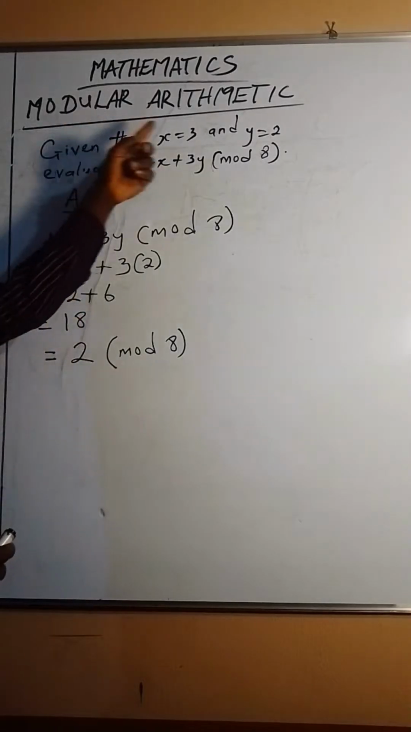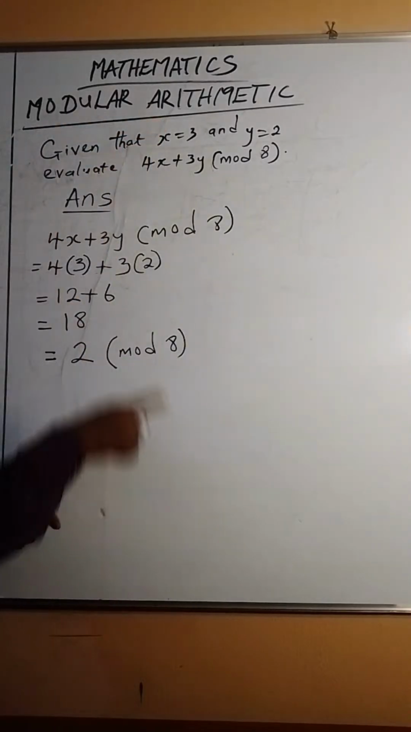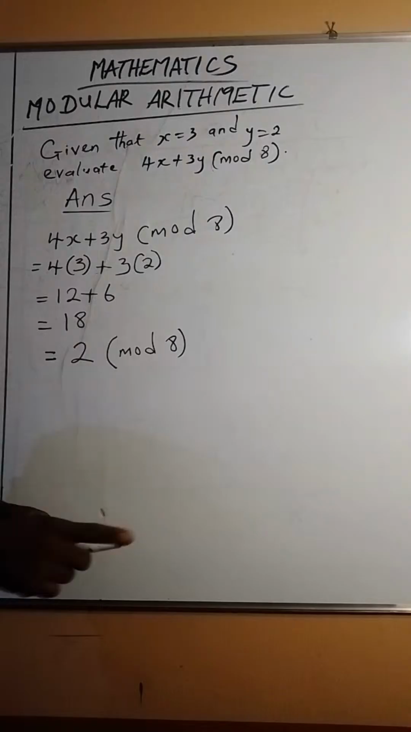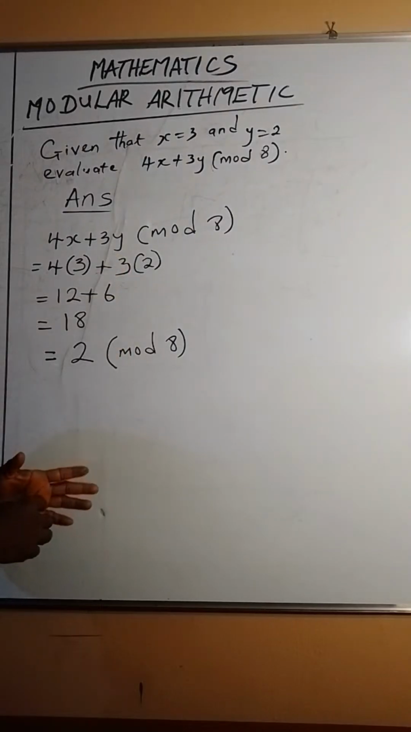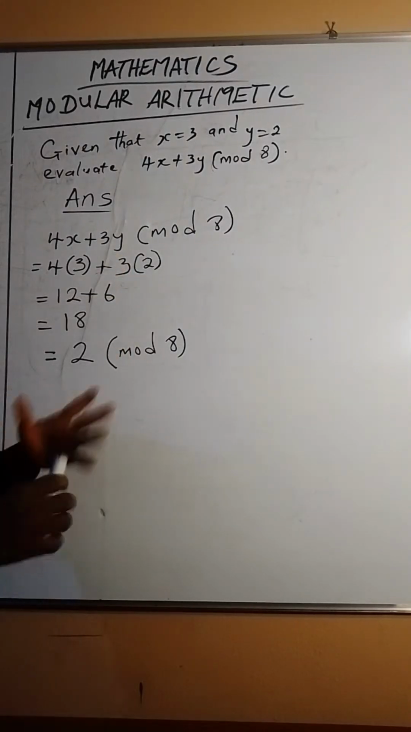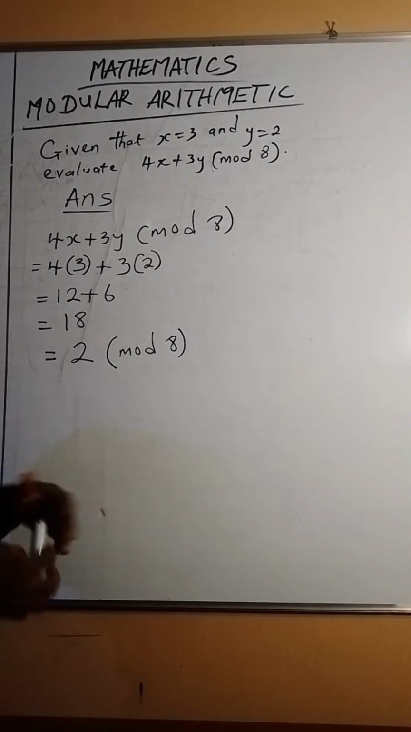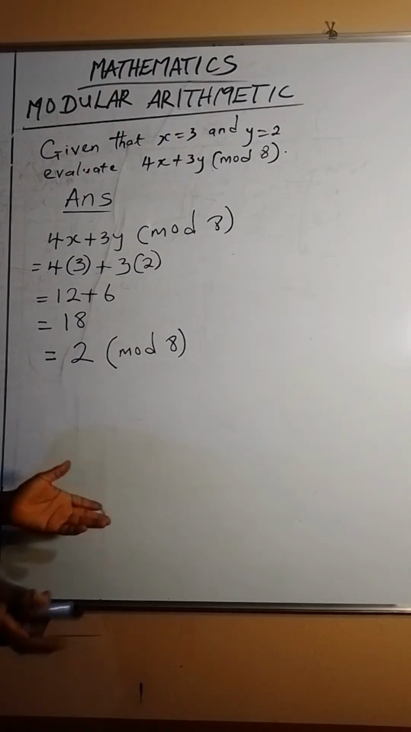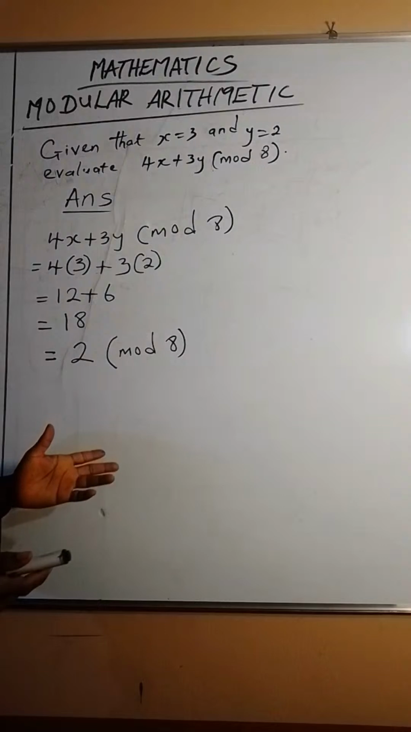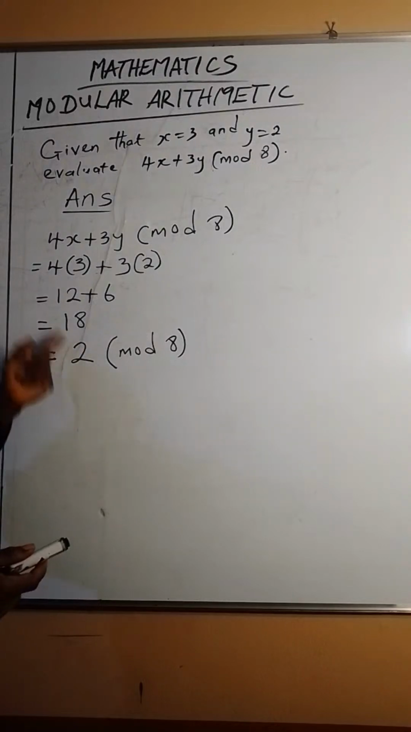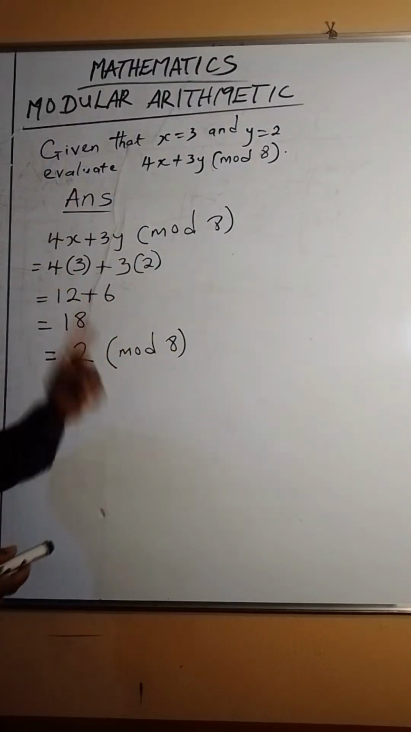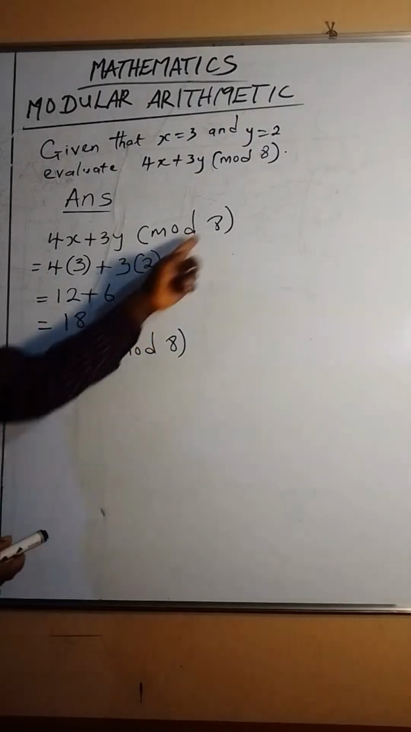Modular arithmetic is a mathematics that goes in a circle. It doesn't matter the size of the number. It can be 1 million, it can be 3 million, it can be 40,000, it can be any number. As long as it goes through a circle, it will come to rest at a point, and that is the modulus.